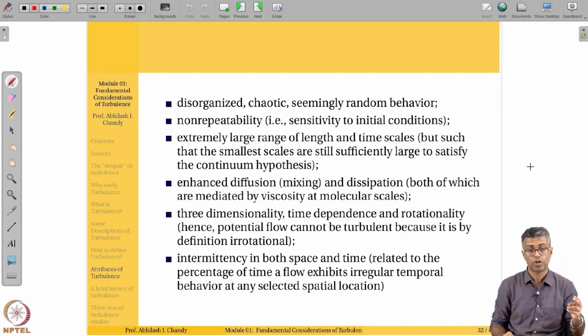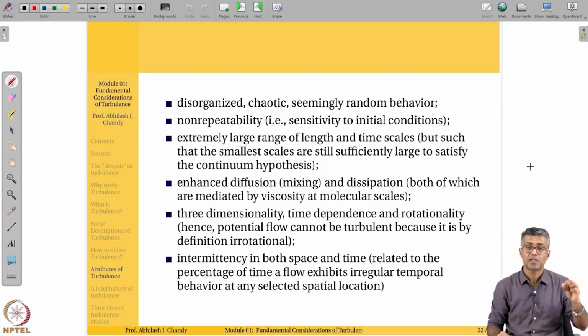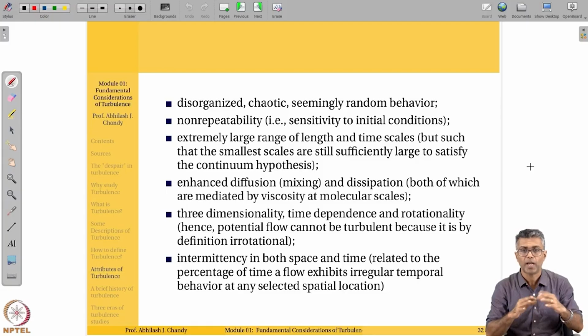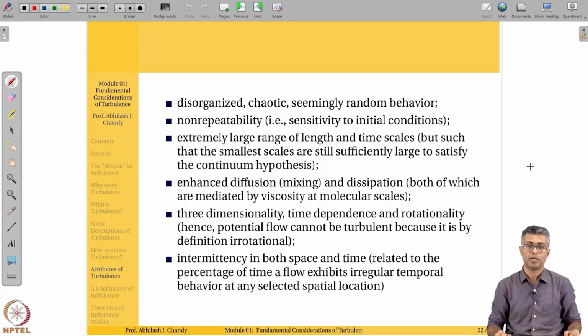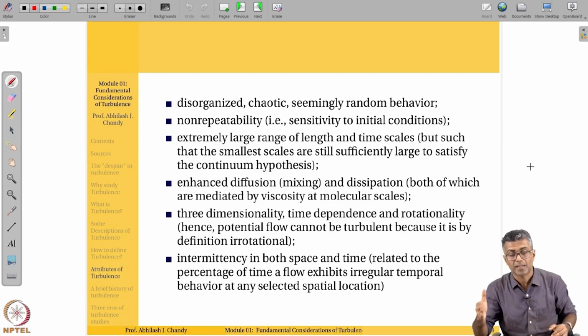The second one, non-repeatability. That's the sensitivity to initial conditions. So that means a slight change in initial conditions. And this could be due to anything, external factors, say impurities in the flow in an experimental setup. That could lead to a minor change in initial conditions, and the turbulent flow is sensitive to that. So in that sense, it is unrepeatable. You cannot repeat the same and get the same answer.